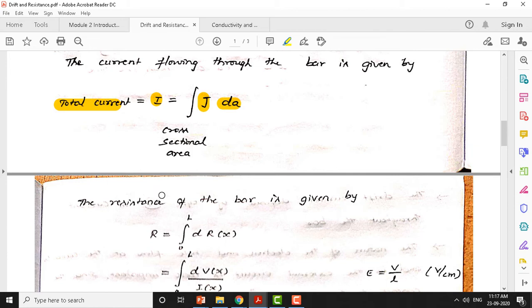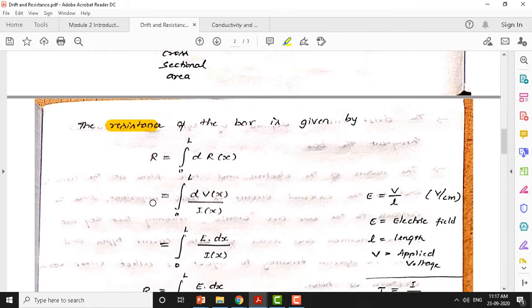Another quantity we want to find is the resistance here. Let us see how we calculate the resistance. The resistance of the bar is given by R is equal to the integral from 0 to L, of dx times R of x.